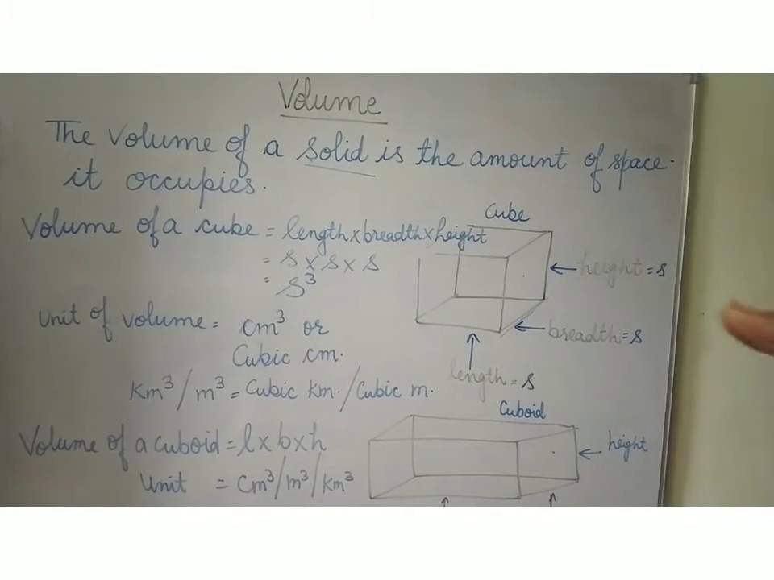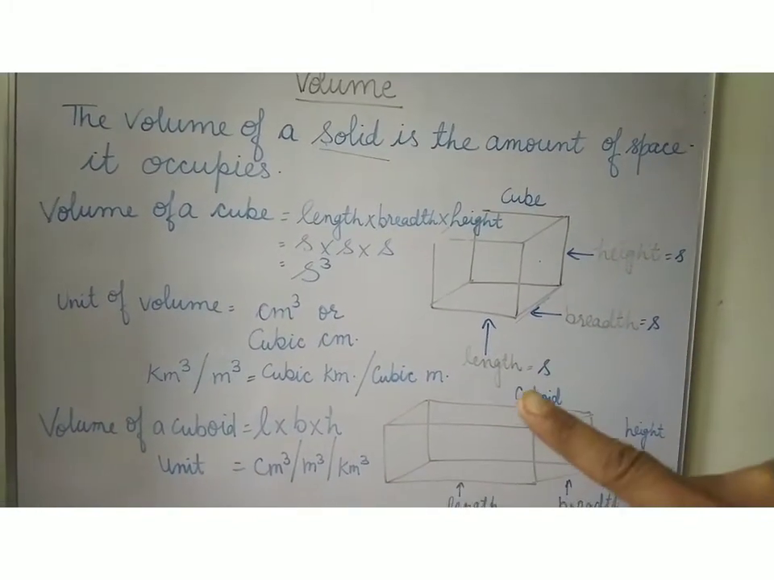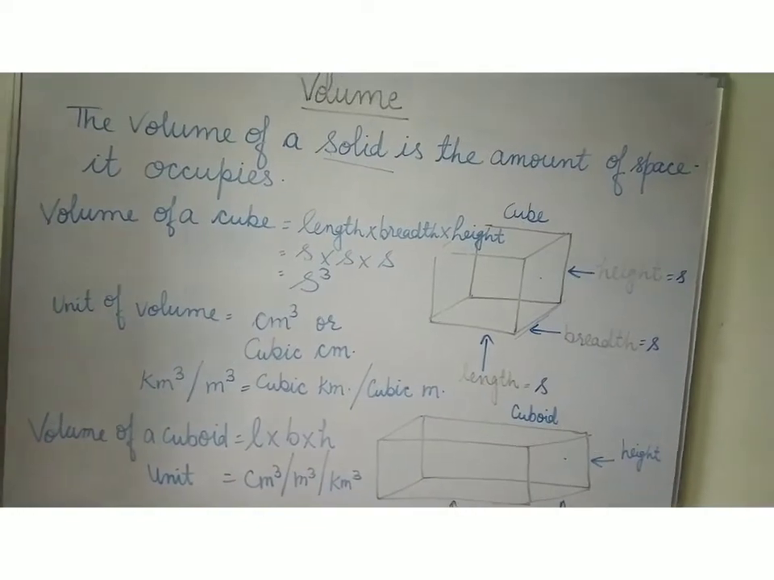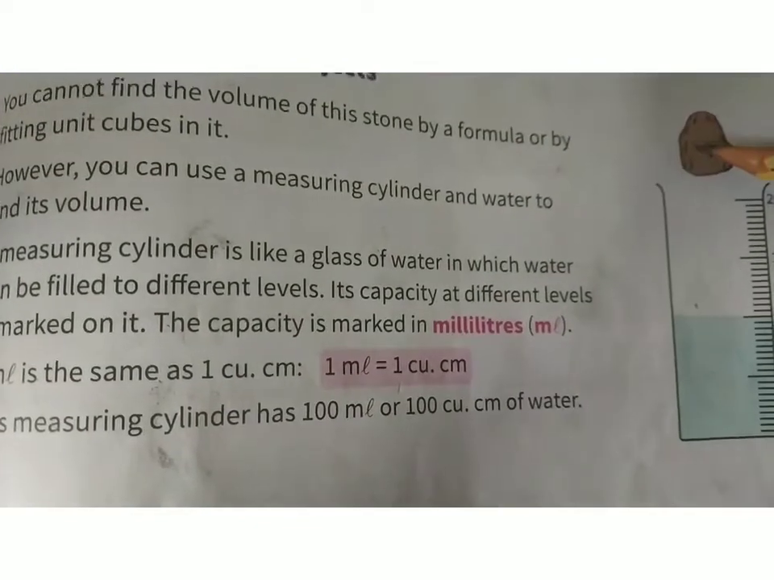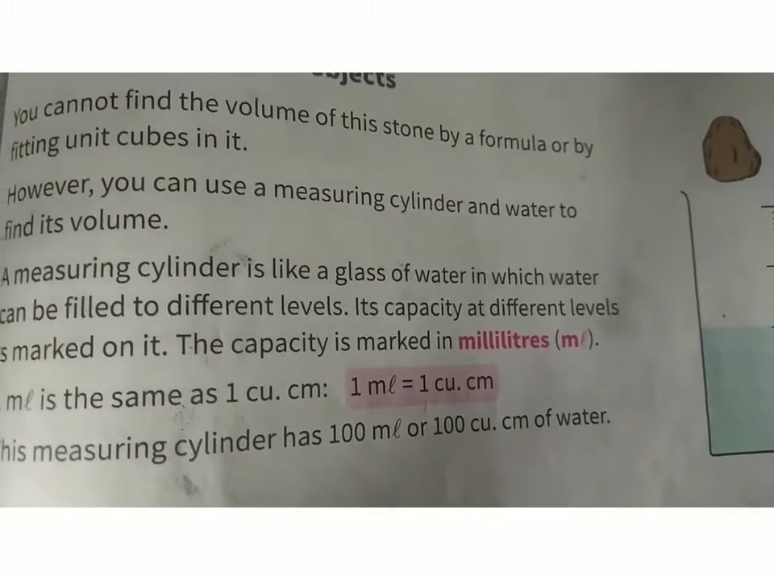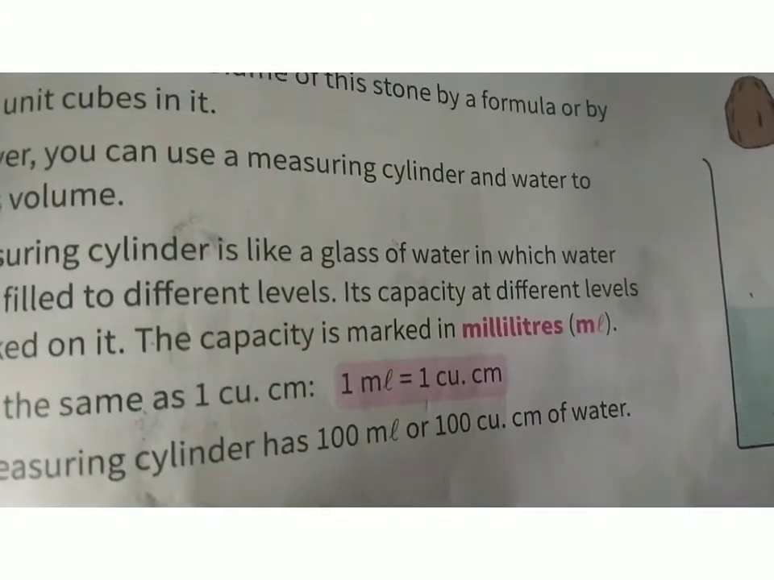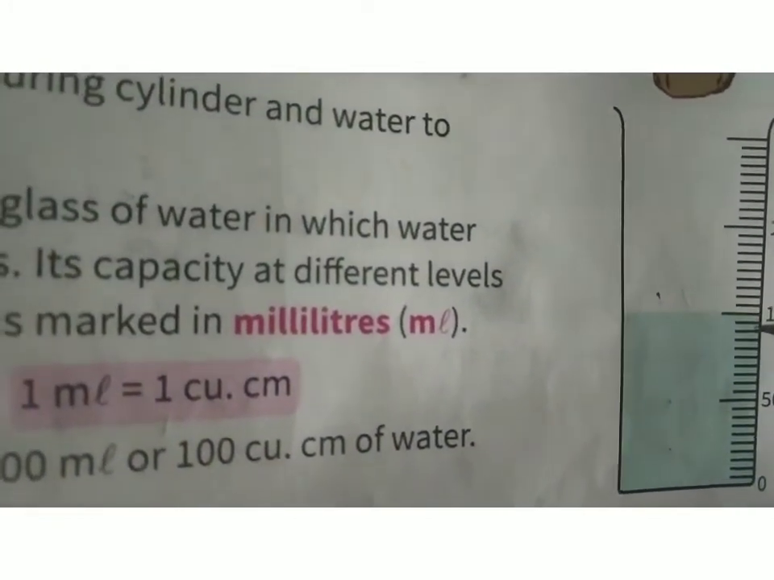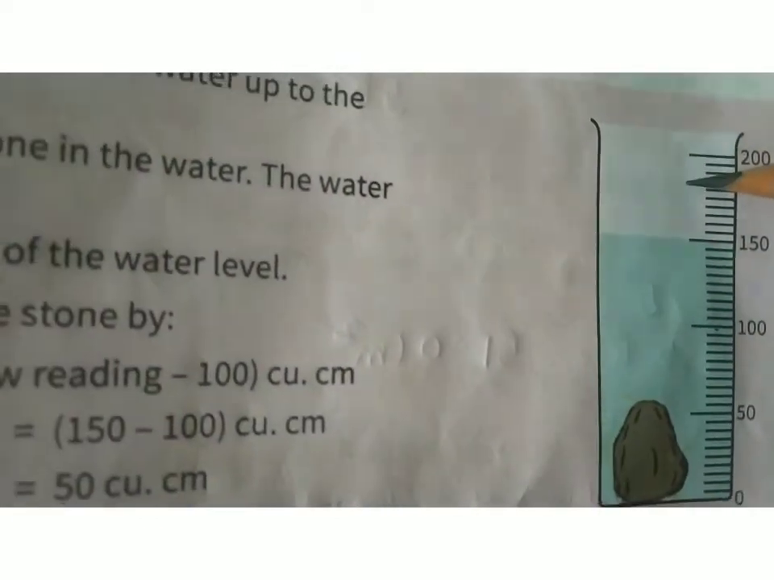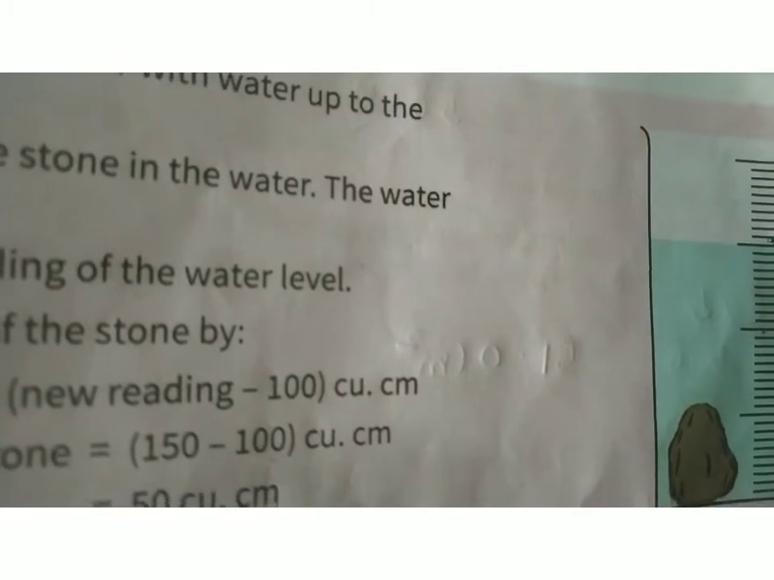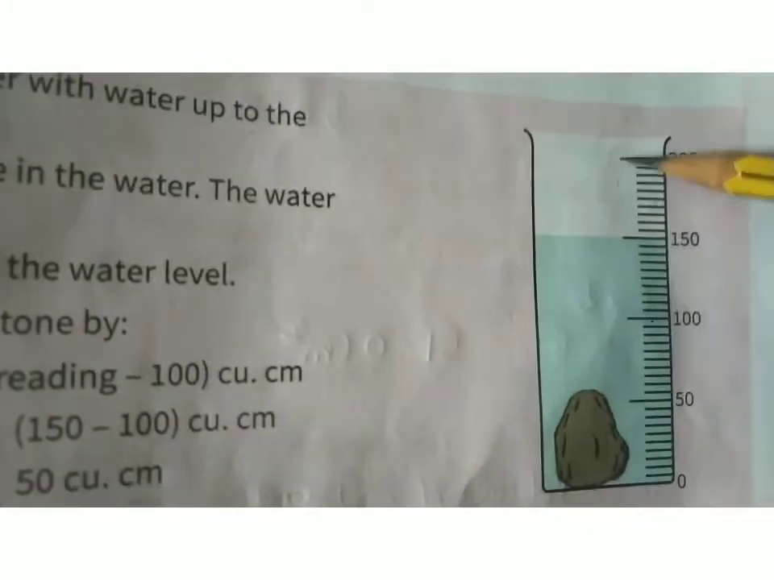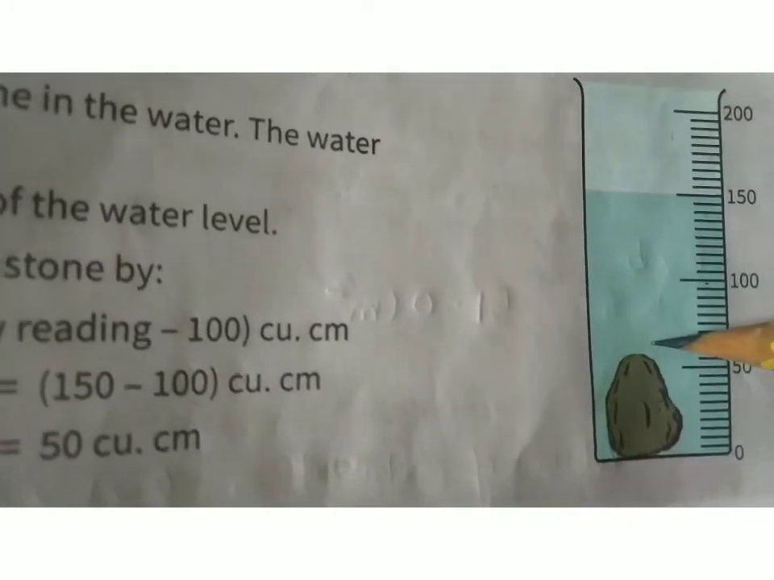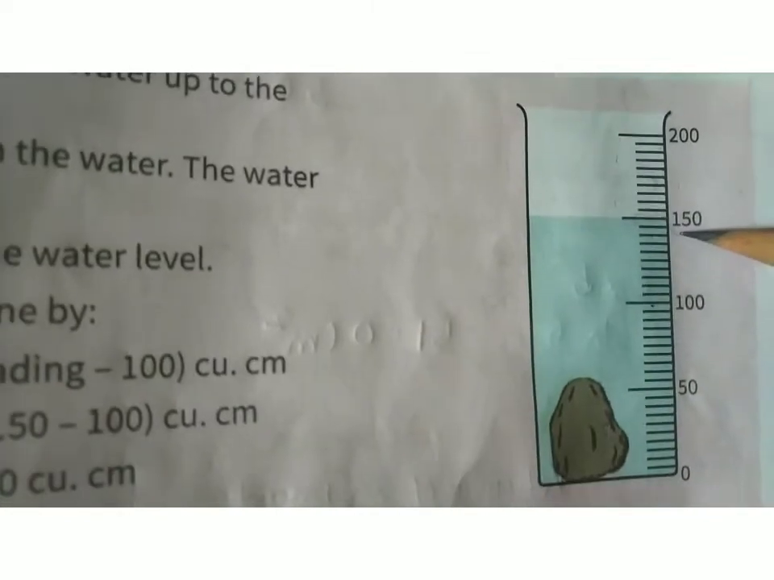As we have seen the volume of these regular shapes or closed figures, now we will see the volume of an irregular shape. As you can see, this is an irregular object. I have taken a measuring cylinder and filled it with water up to 100 ml. Then I will put this stone in this measuring cylinder. When I put this stone into the measuring cylinder, the water level rises up to 150 cubic centimeter.